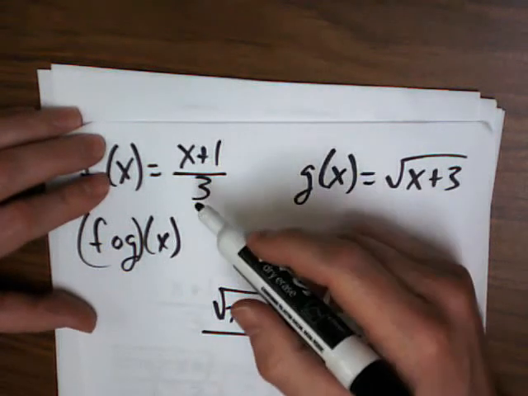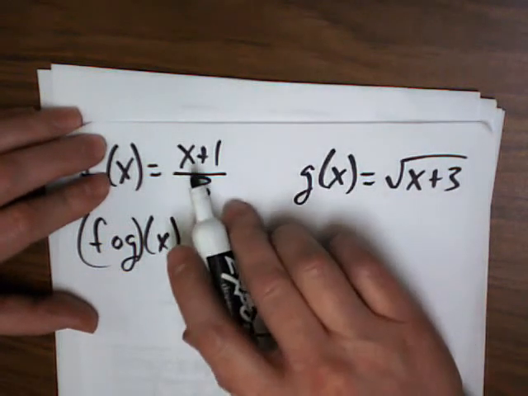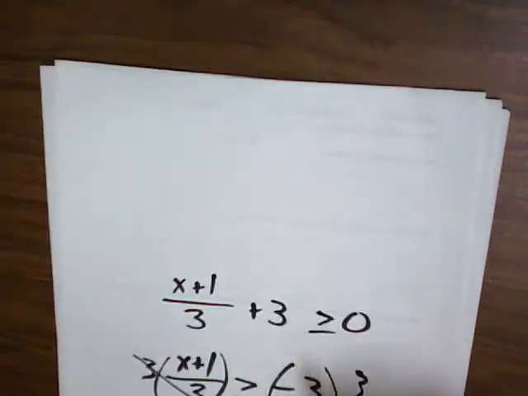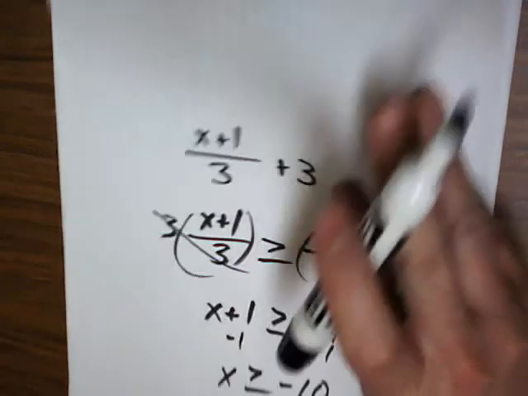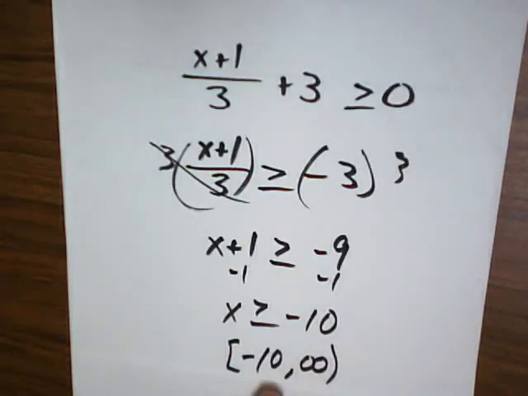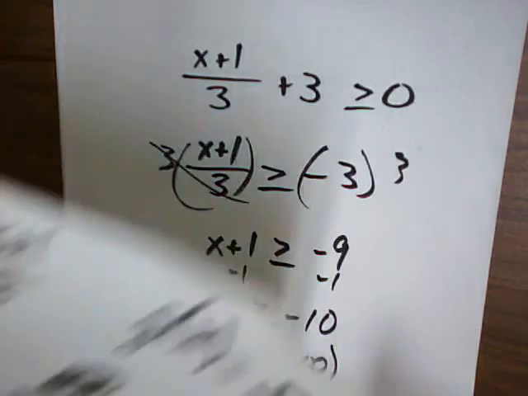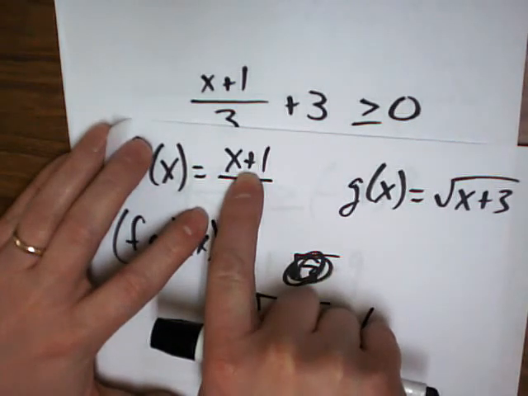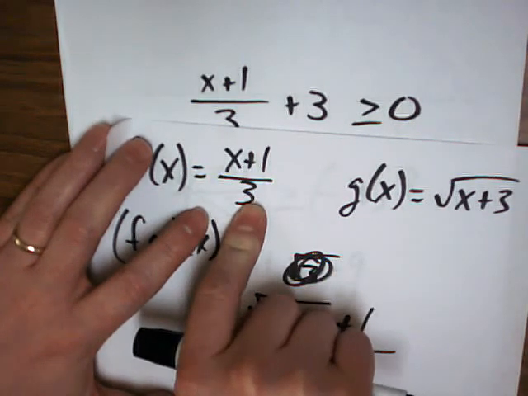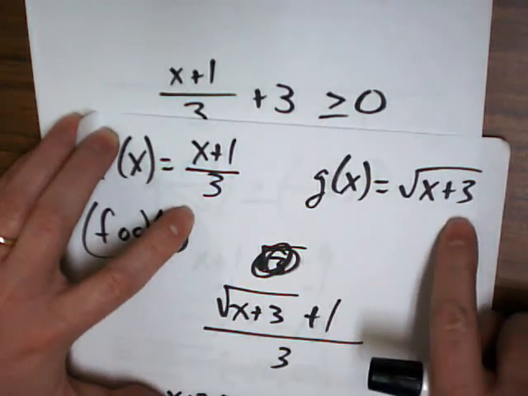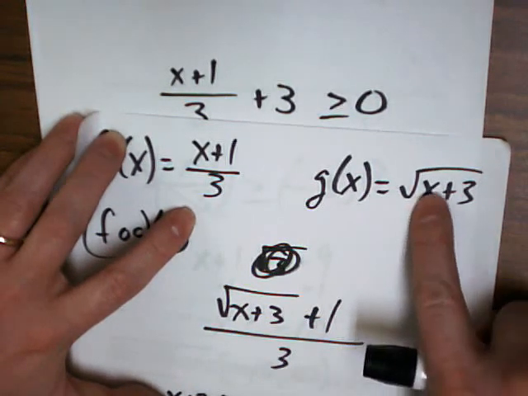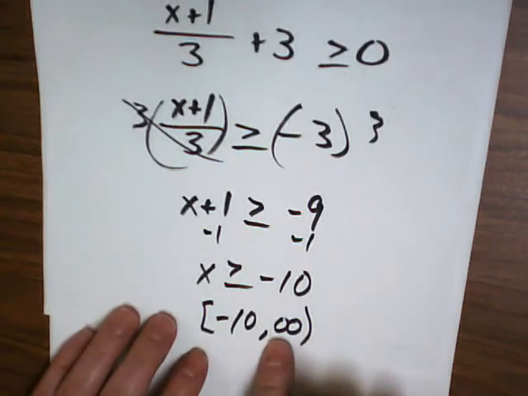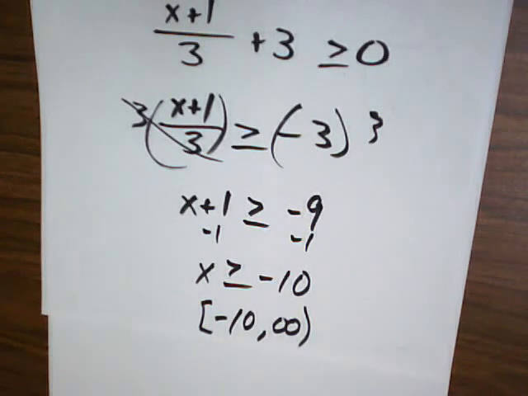Say you picked negative 13. Remember, negative 13 is not in the domain. The domain is supposed to be right here. This is outside the domain. If I put negative 13 in here, it'll work. Negative 13 plus 1 is negative 12. Divided by 3 is negative 4. Negative 4 plus 3 is negative 1. You cannot take the square root of negative 1. Therefore, the domain would be limited to just these. Hope this helps.